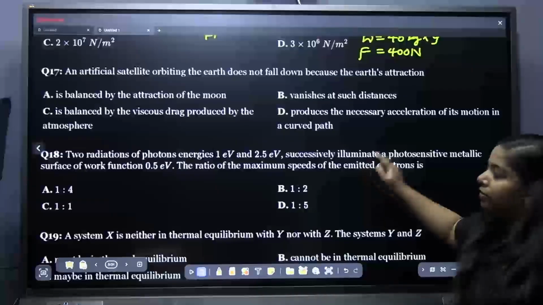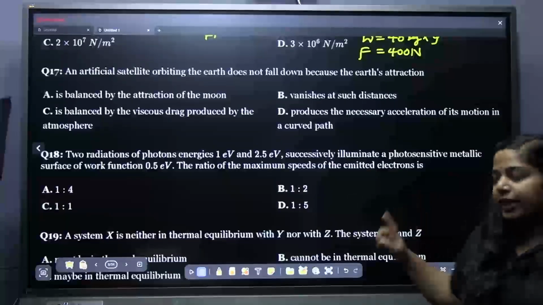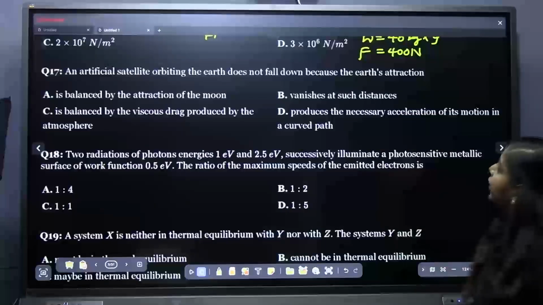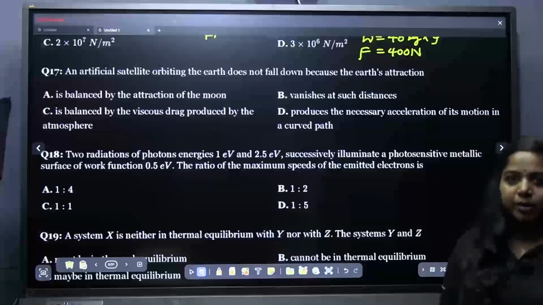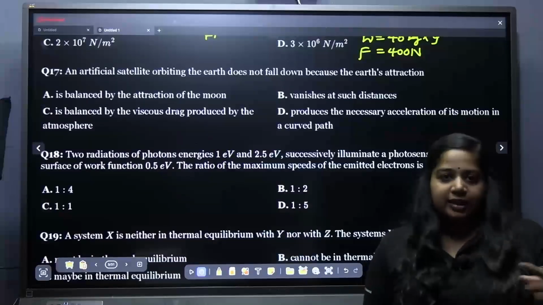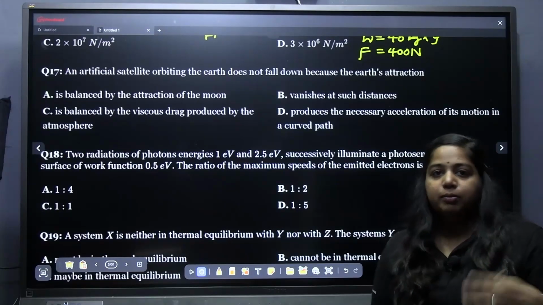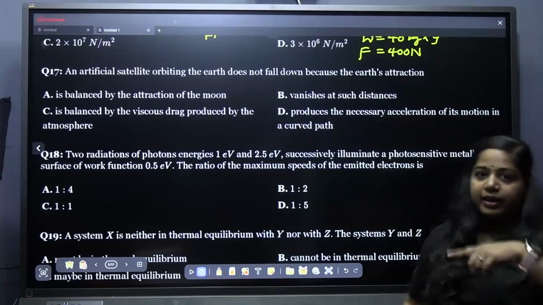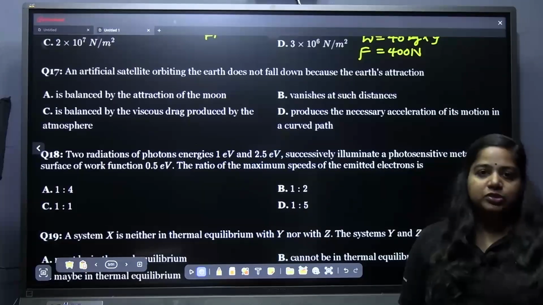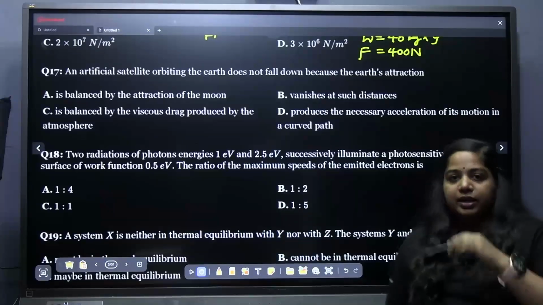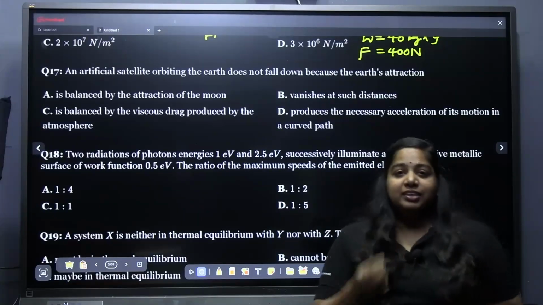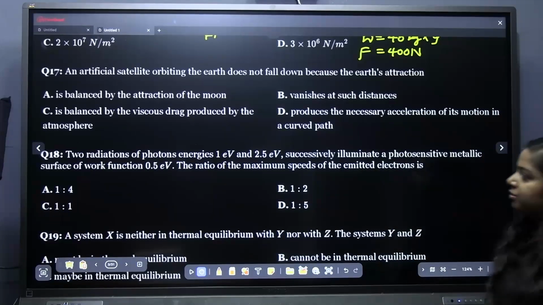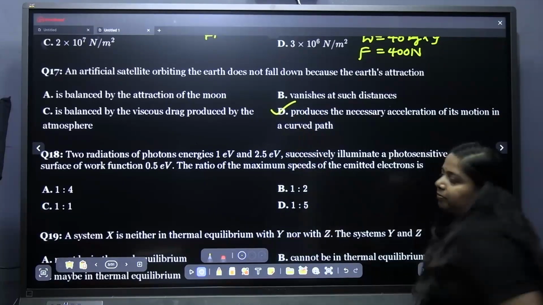Next one, again a worded question, no numerical, so we can attend easily. An artificial satellite orbiting the earth does not fall down because of earth's attraction. Because something is revolving around earth, satellites, they are not falling into earth because the earth's attraction provides a centripetal force, right? If something is moving in a circular path, it needs centripetal force. That centripetal force is provided by earth's gravitational force. That is the answer. Okay.